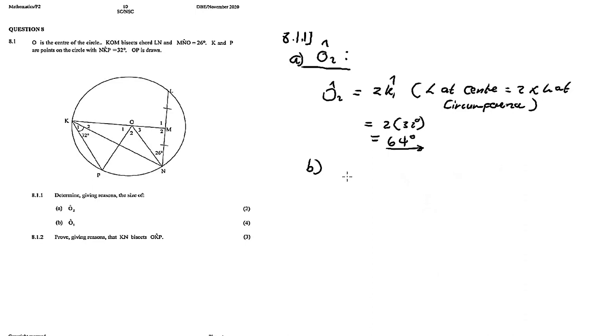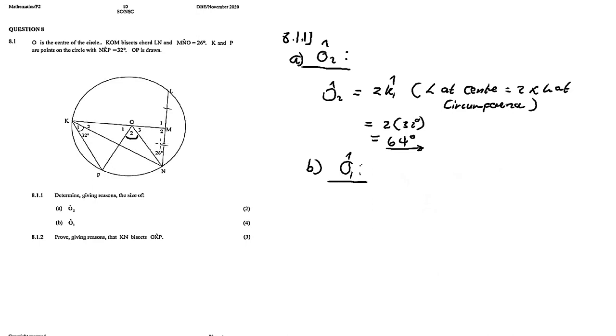Let's take a look at O1 now. I want to calculate O1. Now that I have calculated O2, I have another angle to compare with. How can we calculate O1? If you look here, O1 has no relation with 32, and it has no relationship with 26 degrees either.